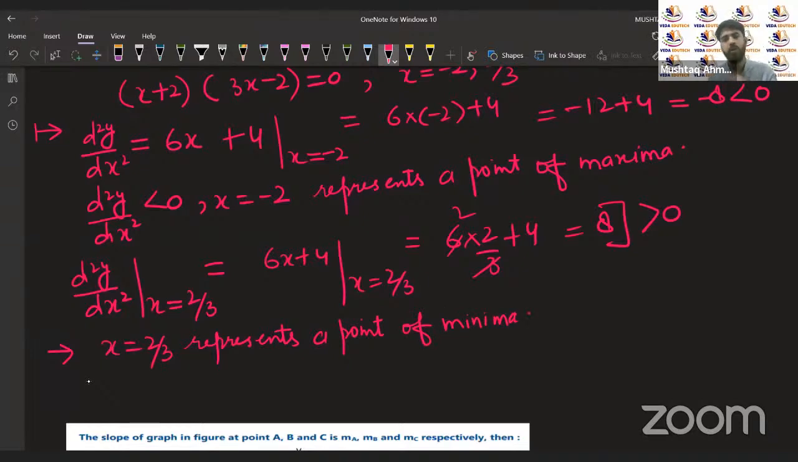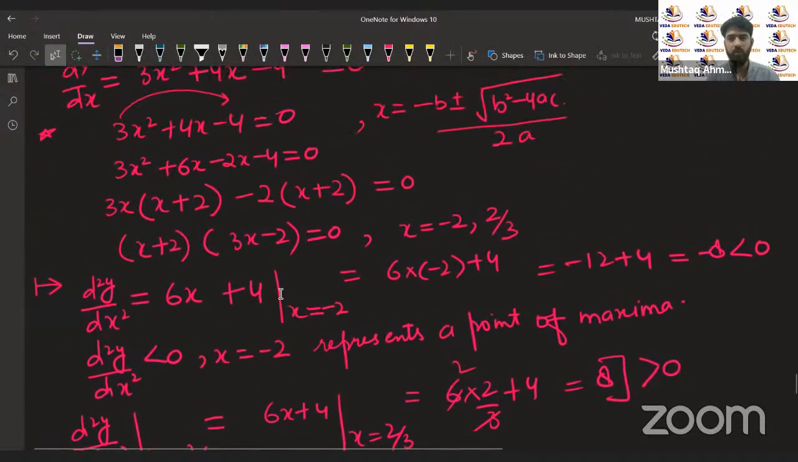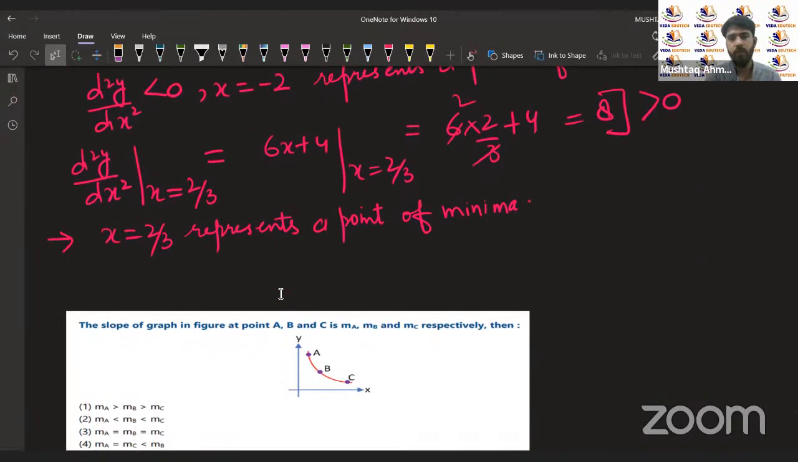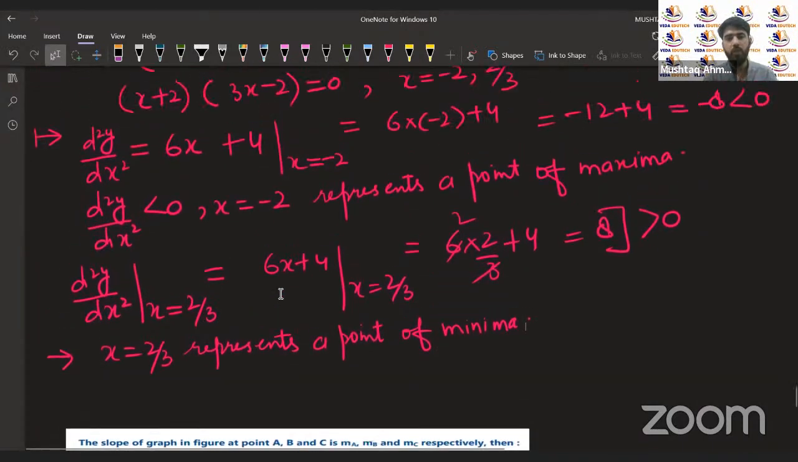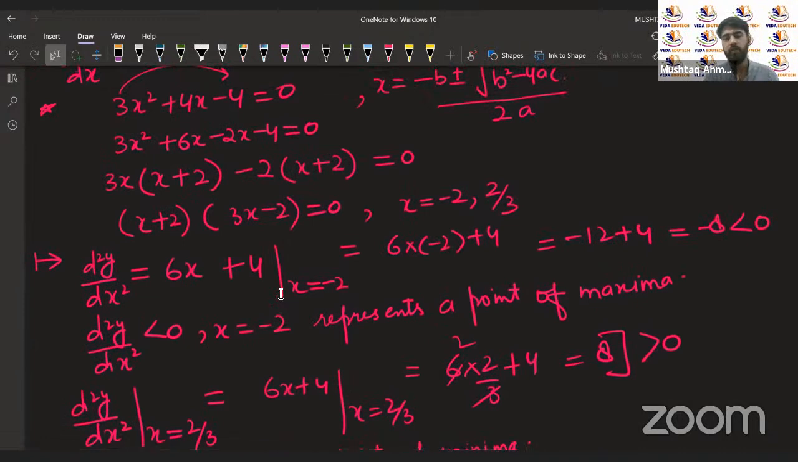And we can also calculate the maximum value and the minimum value by substituting the value of x equal to minus 2 or x equal to 2 by 3 in y. We will get to know about the maximum or minimum value of the function. So that's how we find the maxima and the minimum value of the function.